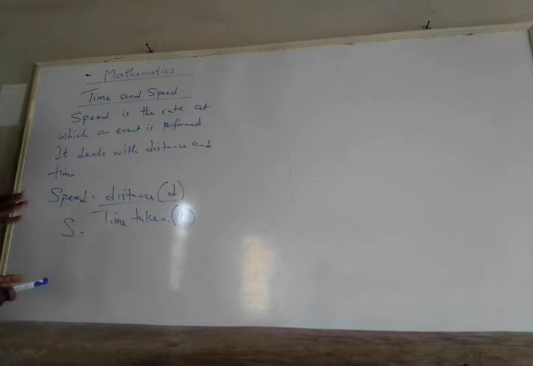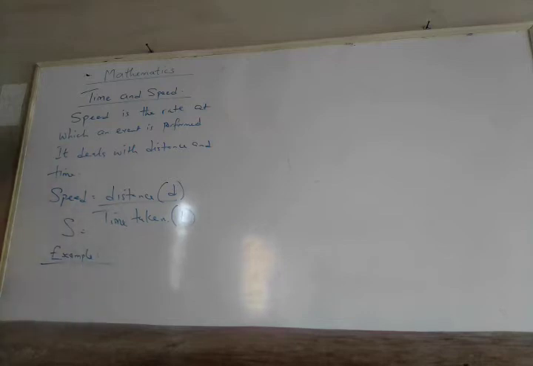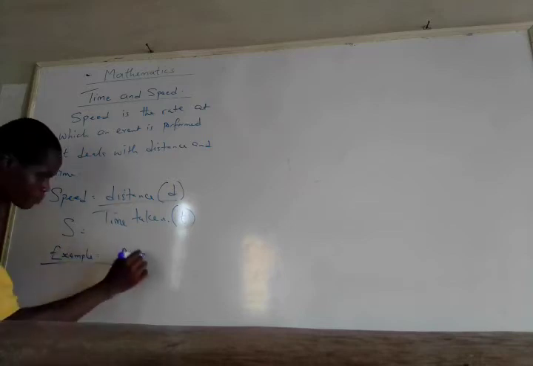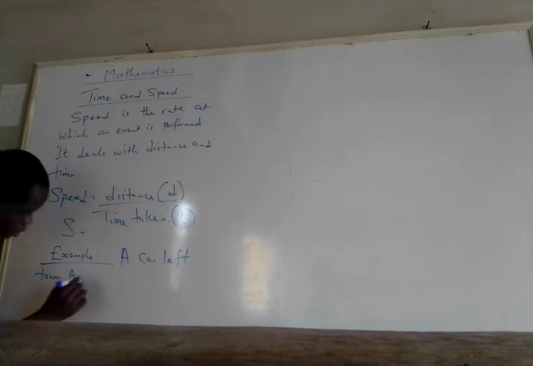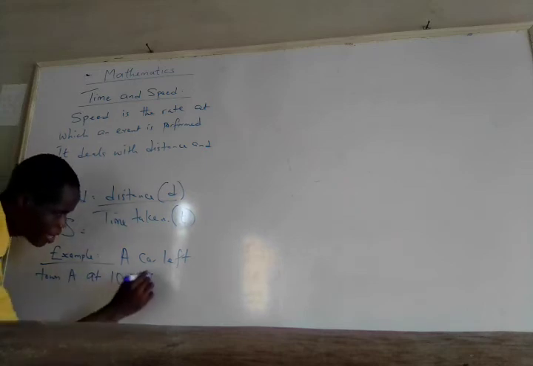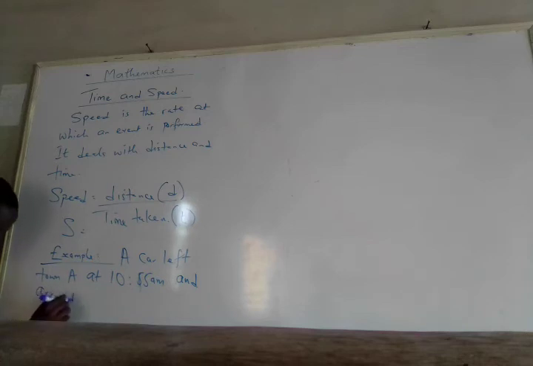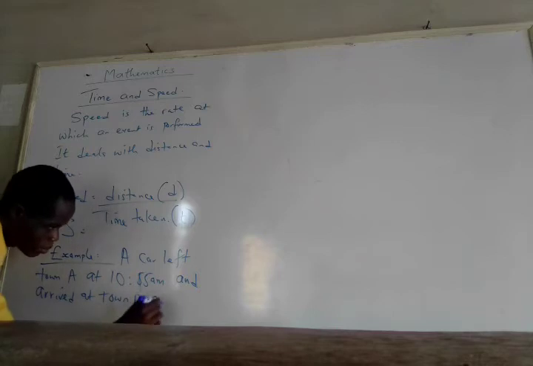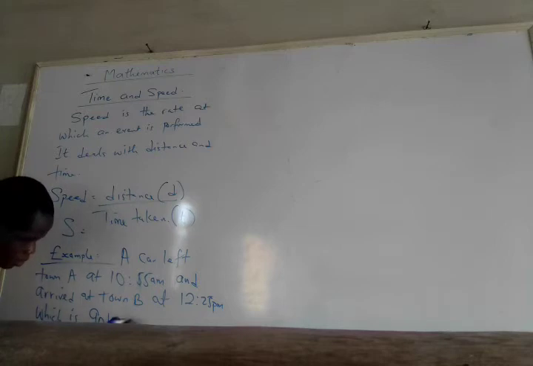Now, with this, let's treat a question. For example, let's say we have a car that left town A at 10:55 a.m. and arrived at town B at 12:25 p.m., which is 90 kilometers away.